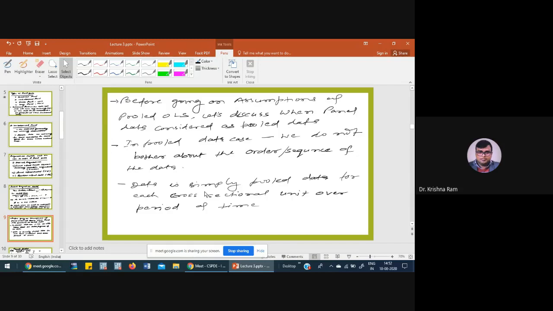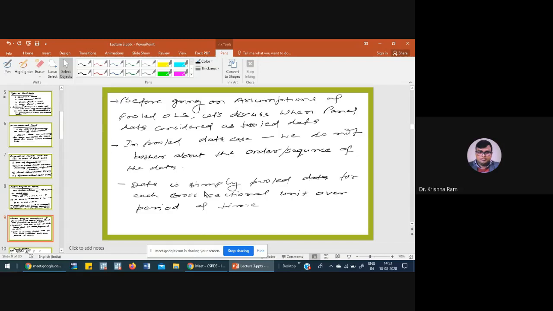So let's understand this: when we consider the same data as pooled data and the same data as panel data. In the pooled data case, we do not bother about the order and sequence of the data, and this is the most important thing differentiating between pooled and panel data sets. When we do a pooled regression model, we do not bother about the order and sequence of our data. But in the case of panel, we indeed bother about that.